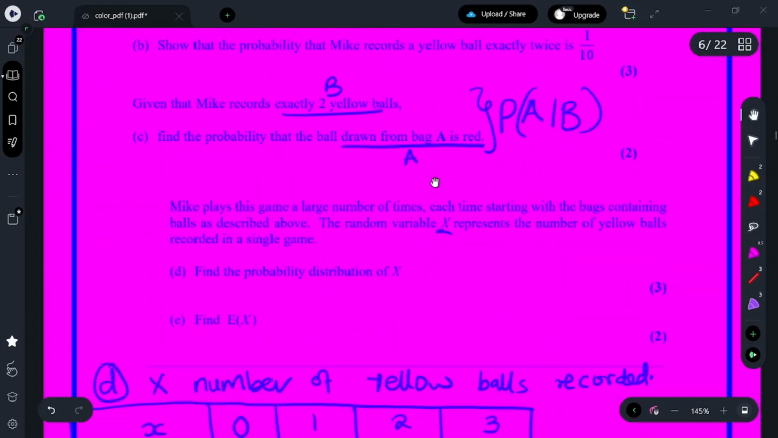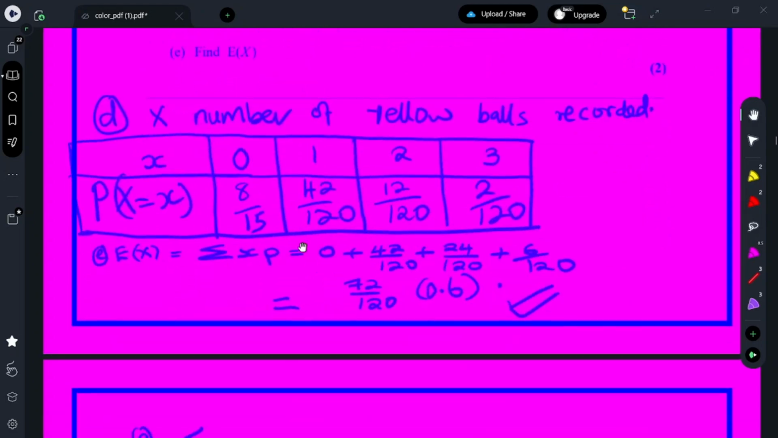Let's move to part D. Before we answer part D, find the probability distribution of X. We need to understand the statement here. Mike plays this game a number of times, each time starting with the bags containing balls as described above. The random variable X represents the number of yellow balls recorded in a single game. Alright, we need to make a probability distribution for X, when we know that X is the number of yellow balls recorded in a single game.